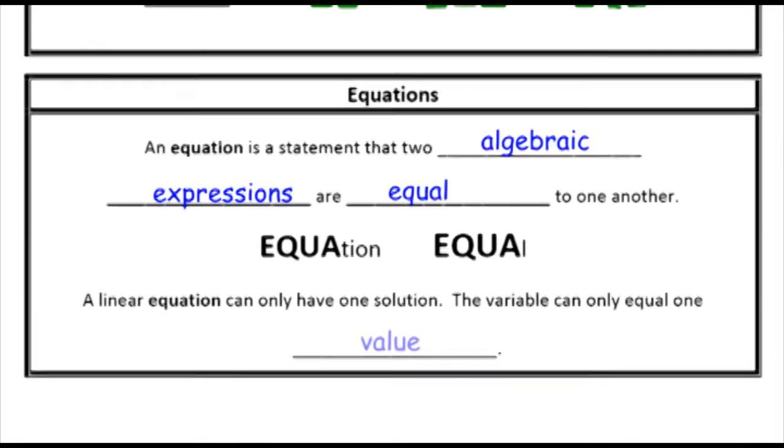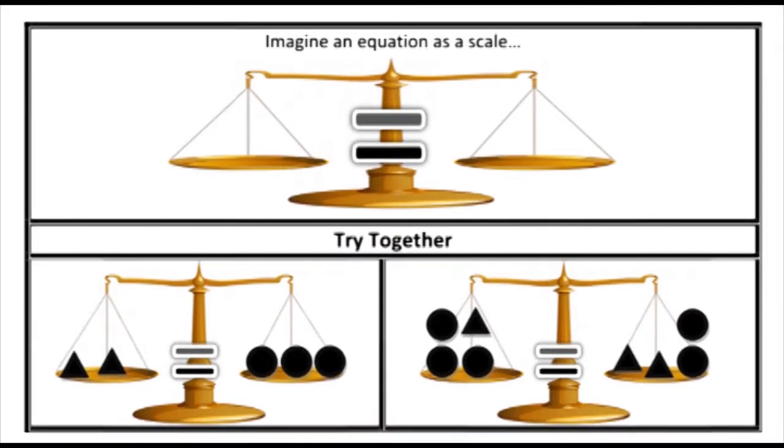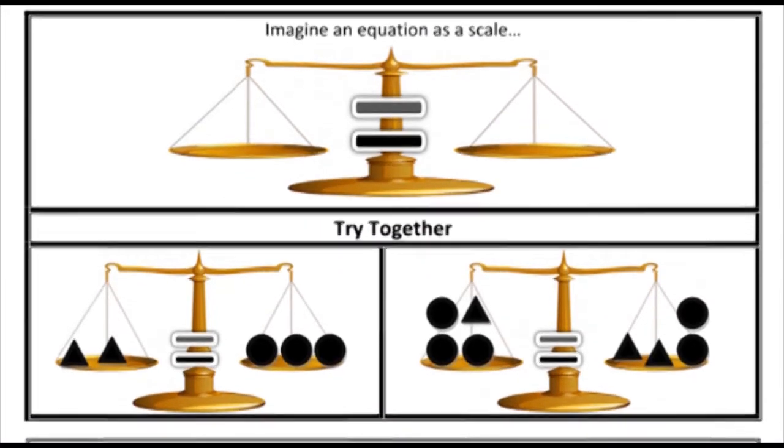When we look at an equation, we think of it as a scale. It has to remain balanced. Whatever's on one side of the equation has the same value as the other side of the equation. Let's start small. Let's talk about just shapes. On the left side of this equation, I have two triangles. On the right side, I have three circles.